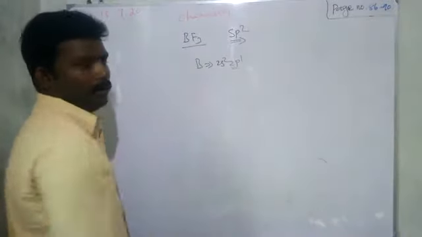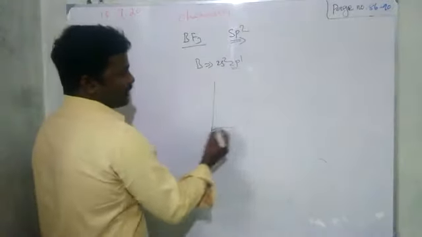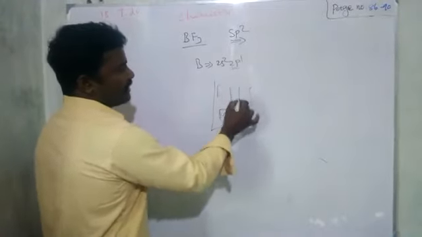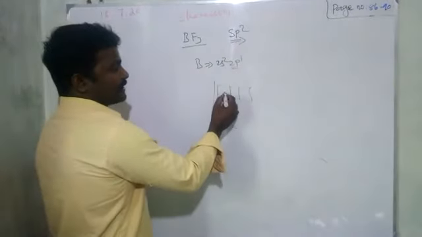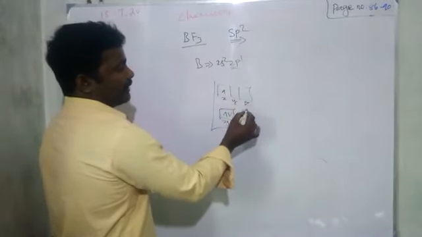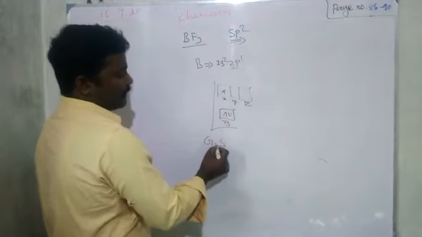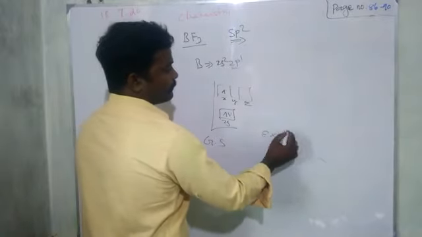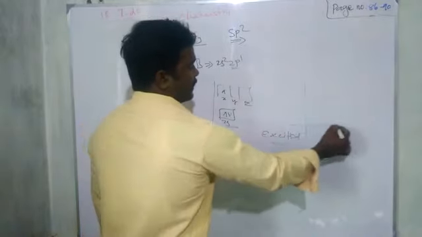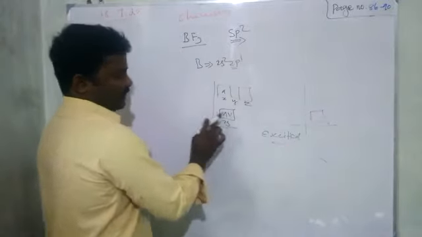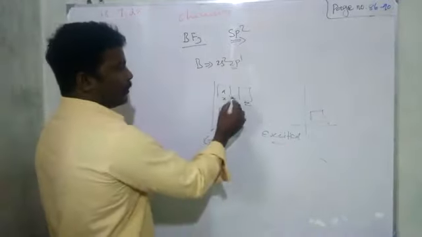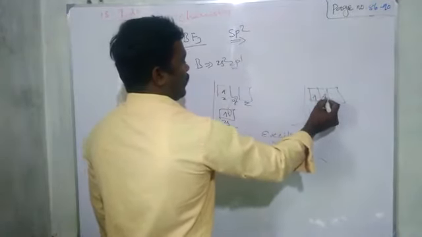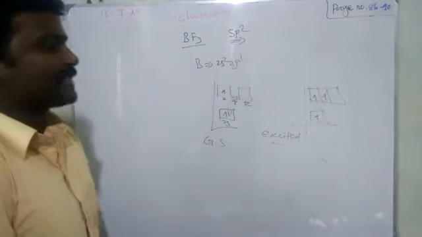So we have only one unpaired electron. In the ground state, how will you write? 2s2. Then the p orbital will have 3 boxes, but only in the x do we have 1 electron, and y, z are empty. So this is the ground state. How will you write the excited state? In the excited state, one of the 2s electrons will jump to the p orbital. This is the excited state.